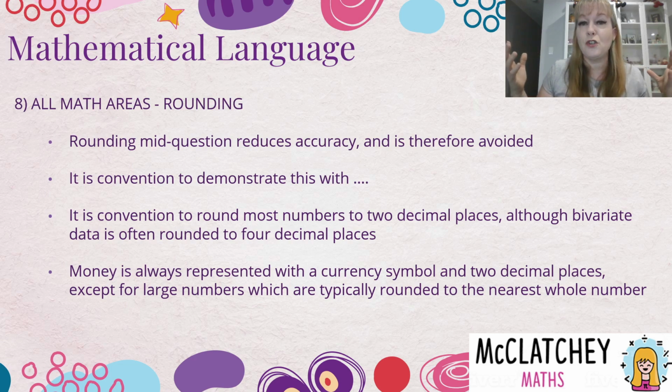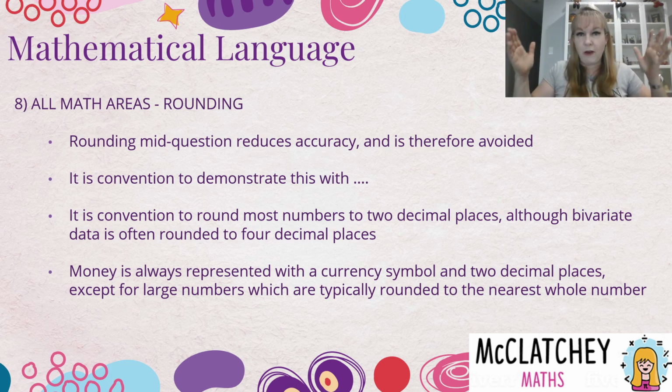Now, if we've got large numbers for a money assignment, for example, we're buying a unit worth $15,000, then we would round that to the nearest whole number, and we wouldn't do 15,000.00. We would just round to the nearest whole number.